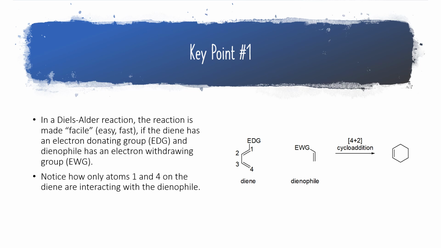On your worksheet, and you're good to go. So key point number 1. In a Diels-Alder reaction, the reaction is made facile, which means easier and faster, if the diene has an electron donating group and the dienophile has an electron withdrawing group. Notice how atoms 1 and 4 on the diene are interacting with the dienophile. Let me point to that with my laser pointer. So here is number 1 as I'm circling over here, and number 4 of the diene.